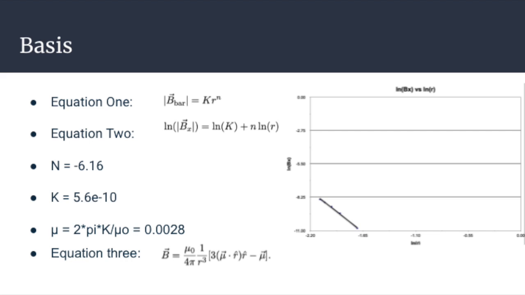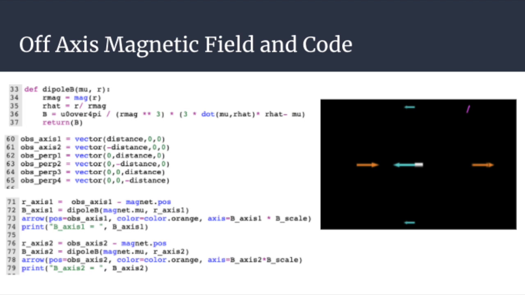I then determined n based off the graph and mu based off the values given for the natural log of k. There is one last equation, equation 3, which I will need to be used in the coding portion of the lab. Now for the coding portion of the lab, which is all about the magnetic field off-axis.